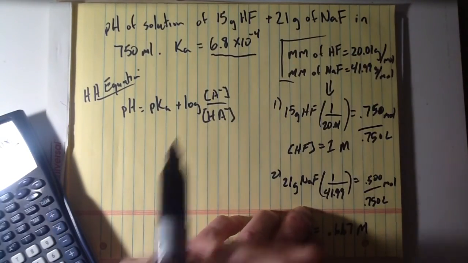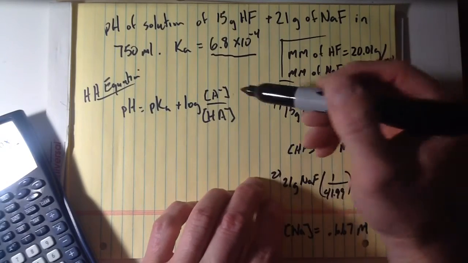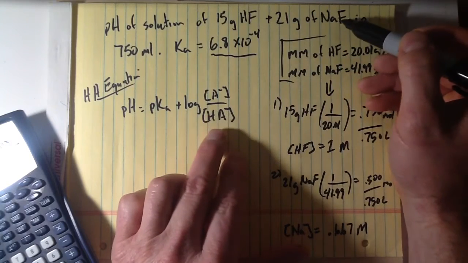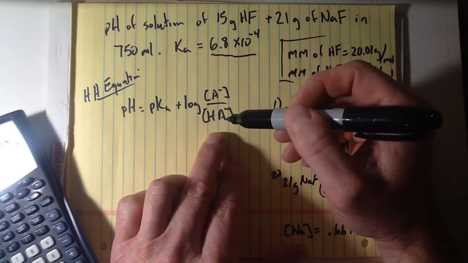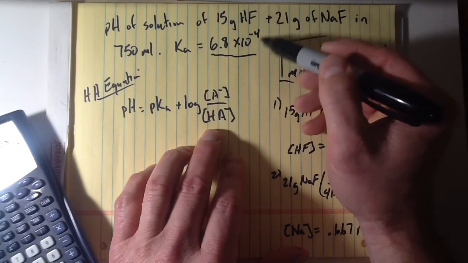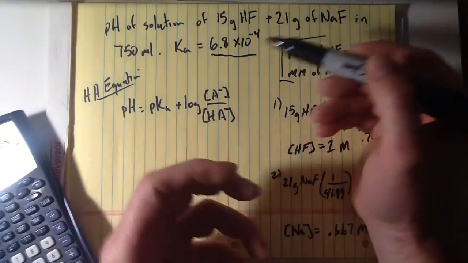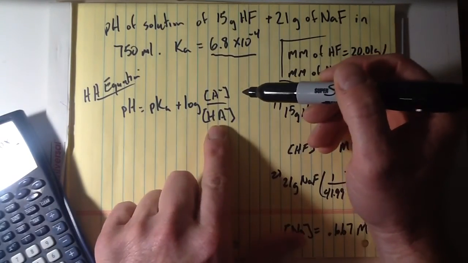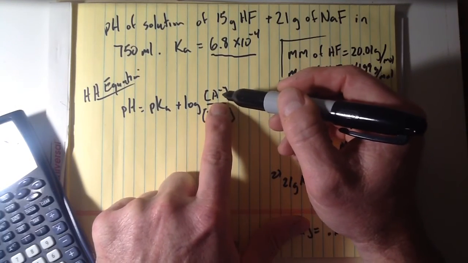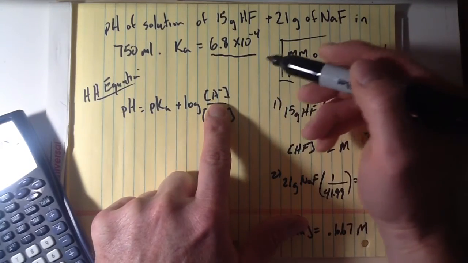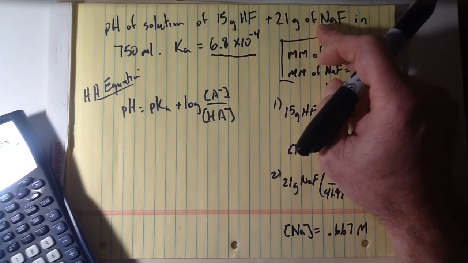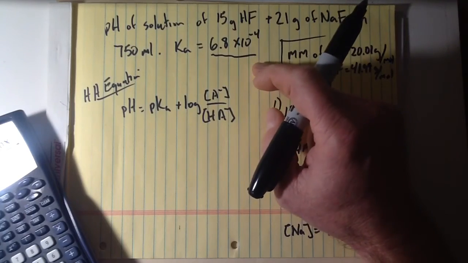Now I just want to mention something at the outset. The only reason we can make this assumption, that in water A- is really just the molarity of NaF, and the molarity of HA, our acid, is just the original HF concentration, is because we have a very weak acid and a weak base. There is not much dissociation of the HA to make more A-. There's not much formation of HA from the conjugate base, so we can assume these are pretty much near the concentration we started with at the beginning, because again, it's a weak acid, weak base.